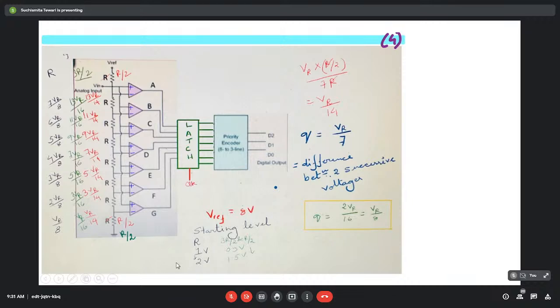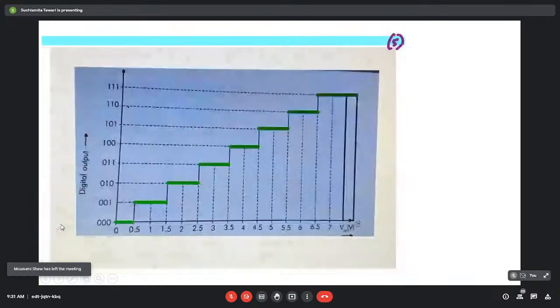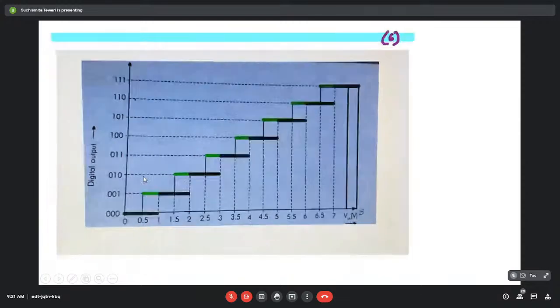So if we take the previous example, suppose this V reference is 8. If V reference is 8 in the previous circuit, that is when this is R, this is also R, the corresponding reference will be VR by 8 at this point. That means it will be 1 volt. So if we try to draw a graph of the digital output, from 0 to 1, it will be 0, 0, 0. At 1, it is actually jumping to the next level.